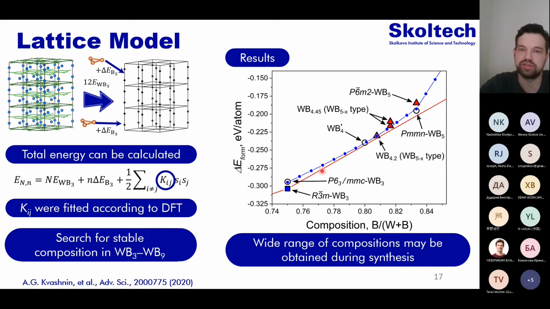These blue points are devoted to our lattice models. And you can see here that we potentially may obtain a wide range of compositions that may be formed during the synthesis at high pressures, which confirms our experimental data that we obtain a mixture of different compositions. Thus, we called our material tungsten boron 5-X.